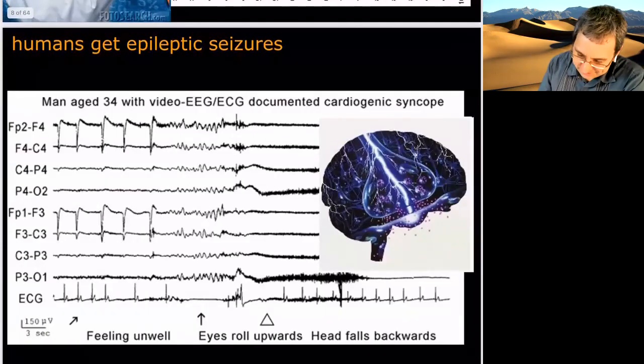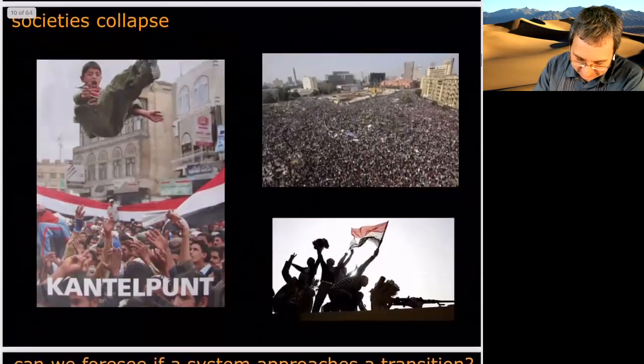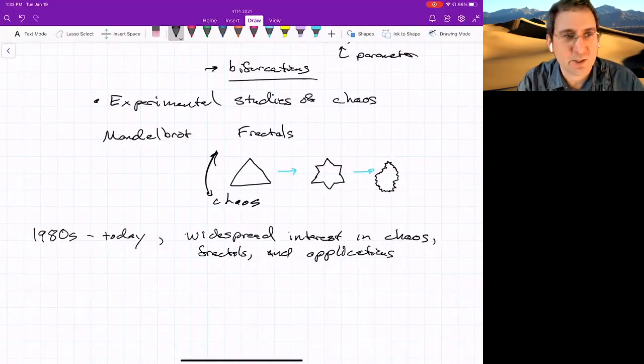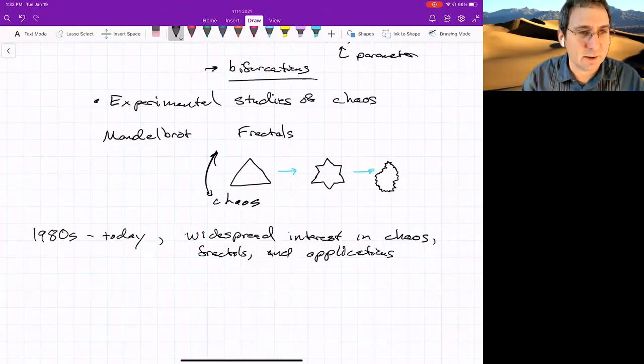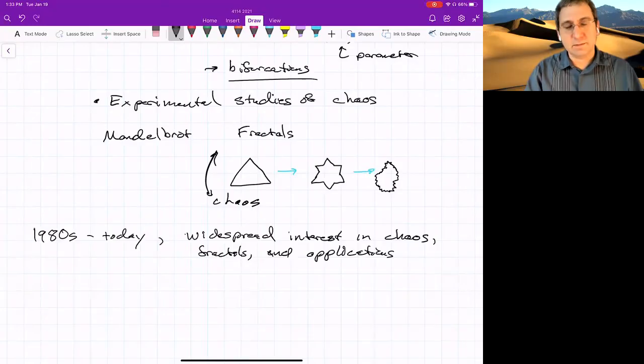This is neural dynamics, migraine attacks, societies collapsing. This is just trying to set the big picture, but that kind of brings us up to today, and then we can talk about some math.